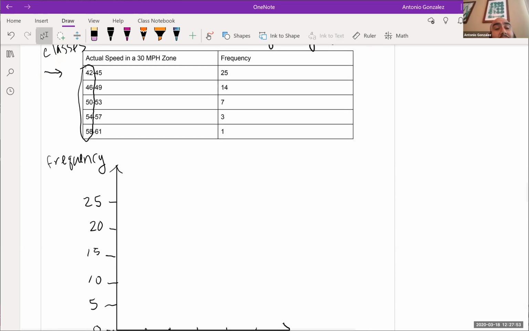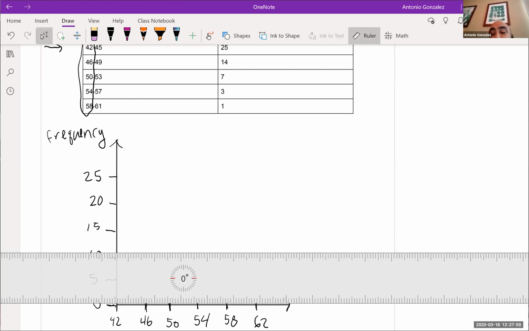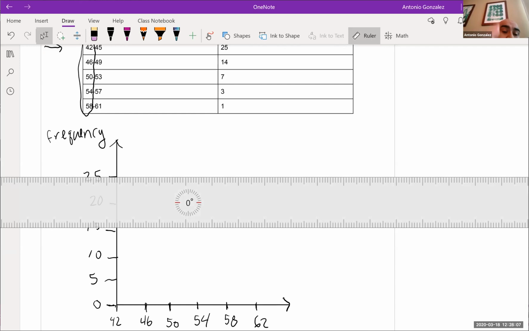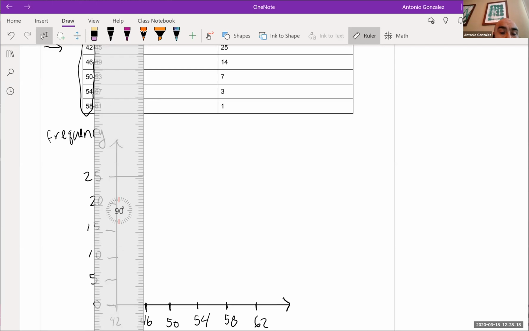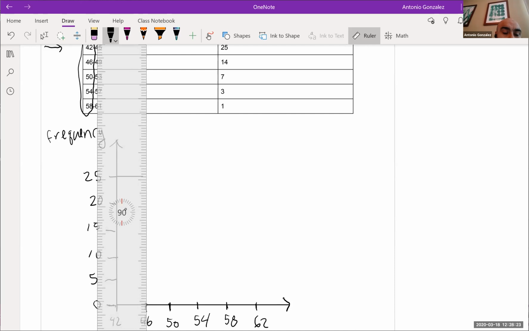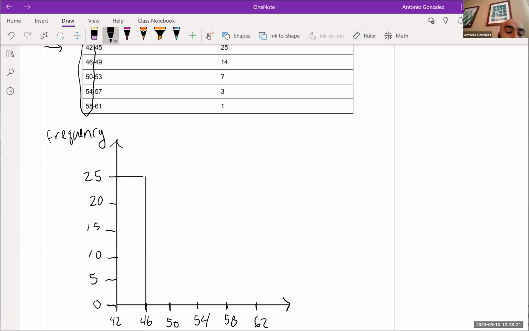And then here we'll look at 42 to 45. We'll look at 25. So again, same thing as before. This will be measured from the left. So 42, start at 25. All right, and connect it here.